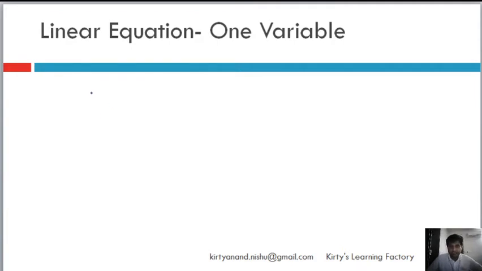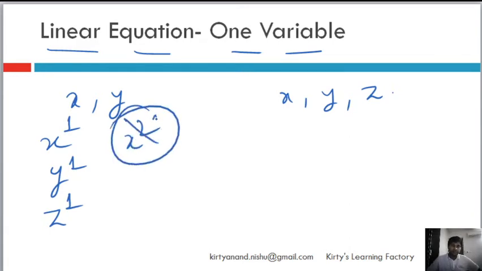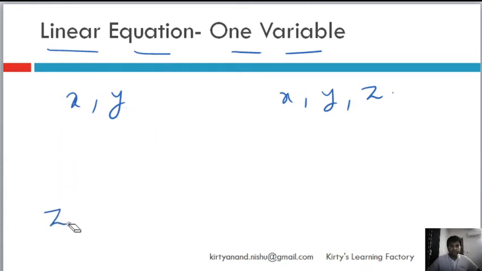So first of all, let's understand what is a linear equation in one variable. Obviously, when we say one variable, it means the equation will not have both x and y, or x, y, z. It will only have one variable, either x, or y, or z. Now, because it is a linear equation, the power of the variable will be 1. It cannot be x square. If it is x square, it is not a linear equation. So understand this first. Now that the definition is clear, let's take an example.